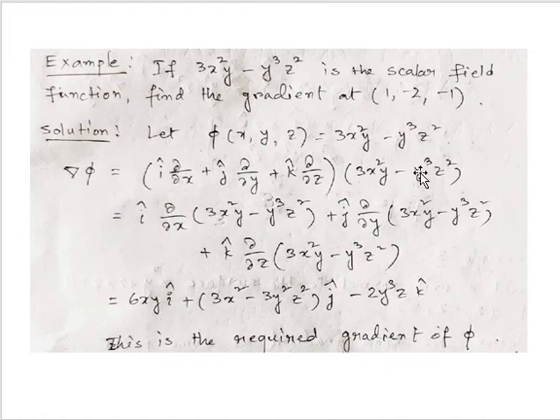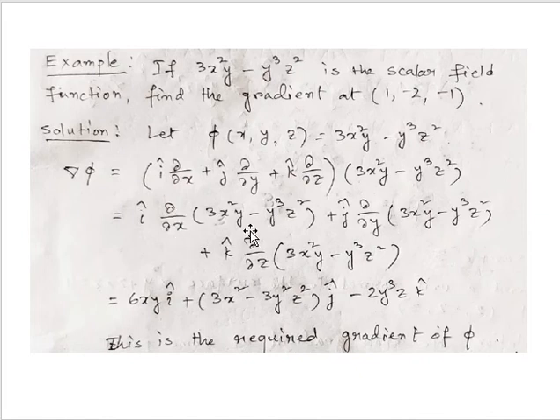So we write i del/del x of this, plus j del/del y of this, plus k del/del z of this. So simply now we are operating on this function, we got this function, and simply now take the derivative with respect to x.